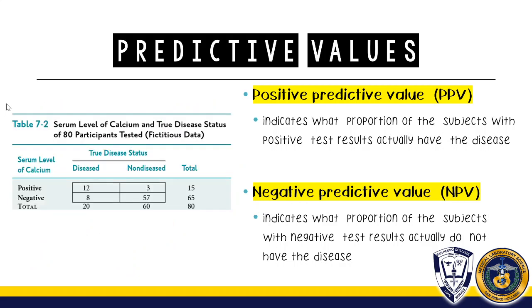So let us go back to the example and compute for the positive predictive value and the negative predictive value. Again, from left to right, that will be 12 divided by 15 for your PPV, and then 57 divided by 65 for your negative predictive value. The result of our PPV is 80%, and the result of your NPV is 88%. Okay?